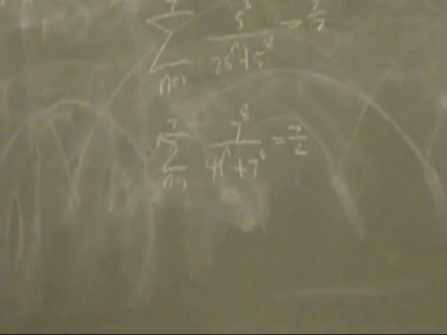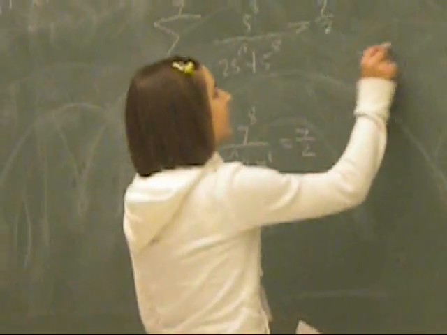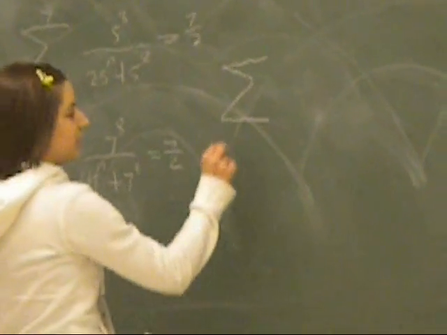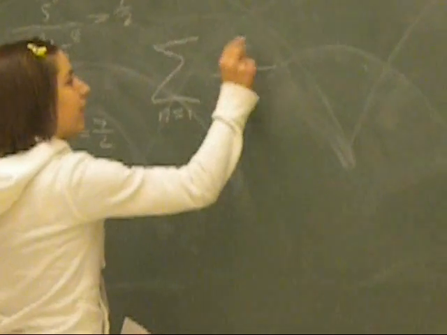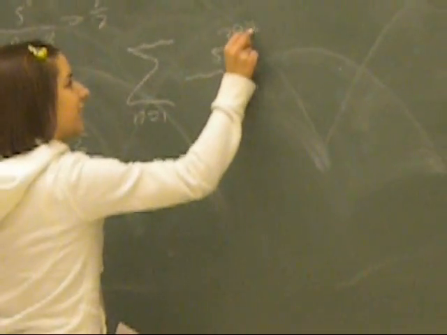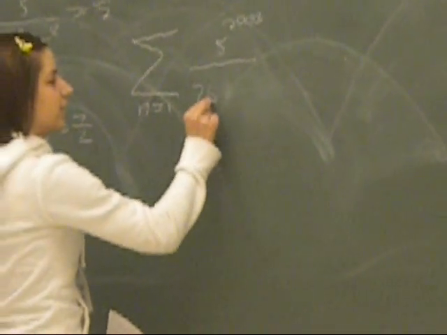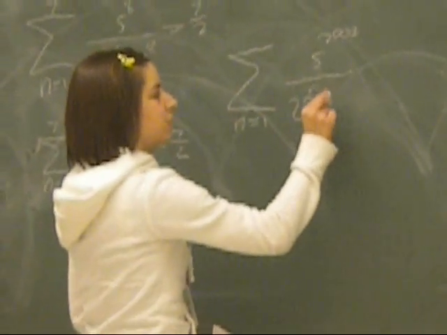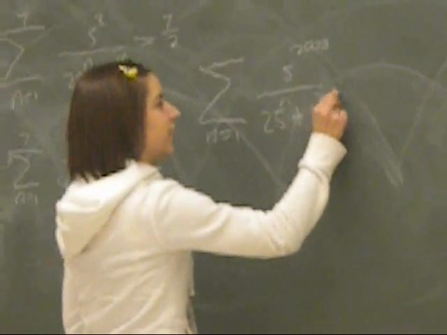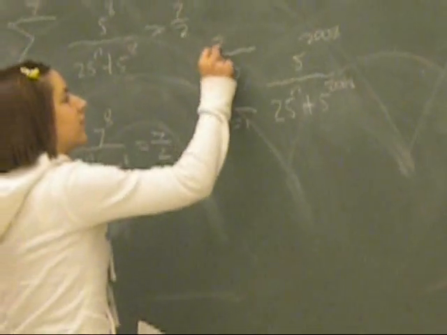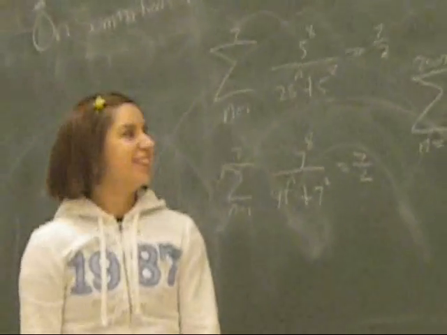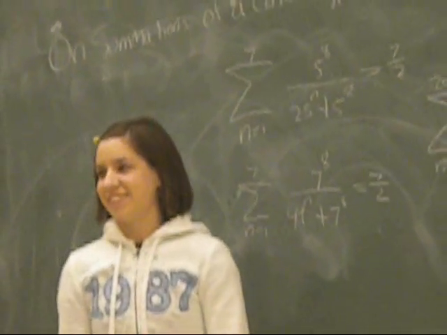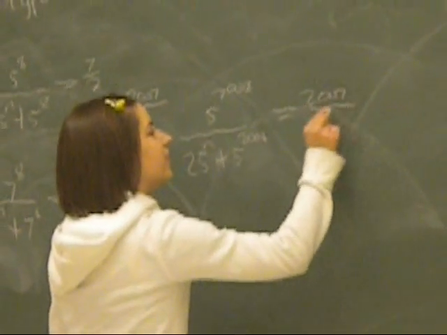Again, this is not that hard to solve, but what if I give you something like this, where you have from n equals 1, 5^2008 over 25^n plus 5^2008, and I make the upper bound 2007. A little bit harder, but you will find that it's equal to 2007 over 2.